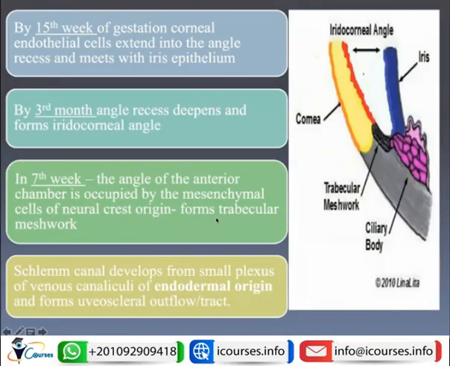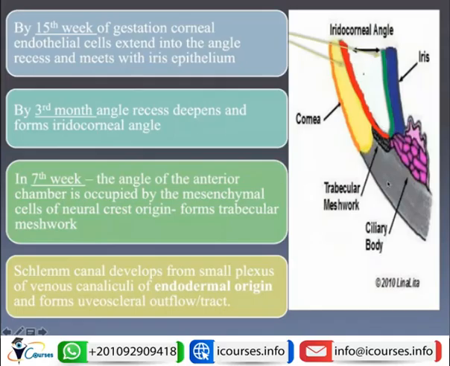So what will be the sequence of events? At the 15th week of gestation, the corneal endothelium will extend into the angle, forming the angle recess to meet the iris. So the iris and the corneal endothelium will meet together by the 15th week of gestation. And by the third month, the angle recess deepens and forms the iridocorneal angle.